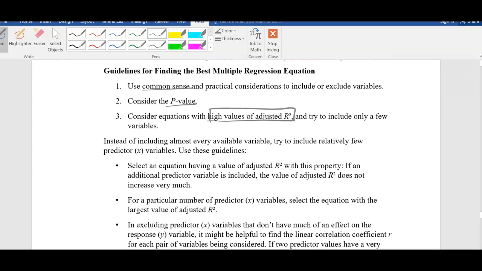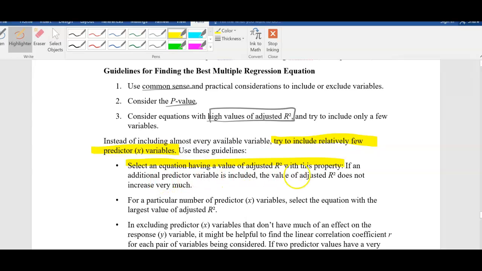Instead of including almost every available variable, we want to include as few as possible, because the fewer variables, the less room for error. So when we go through here, we want to try to include relatively few predictor variables if we can. Select an equation having a value of adjusted r squared with the property that if a variable is included, the value of the adjusted r squared does not increase very much.